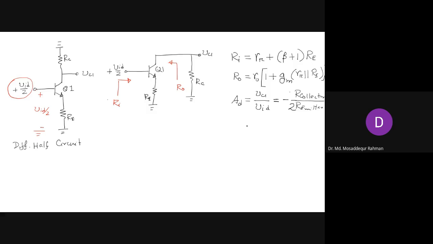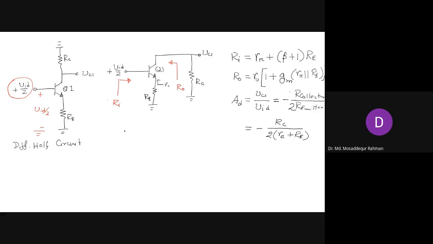Now, the resistance in the collector is just RC, and the resistance in the emitter: if we look into the emitter, we have a small re here. So it will be 2 times small re plus capital R. So these are the different parameters for this amplifier, the common emitter amplifier with emitter resistance.